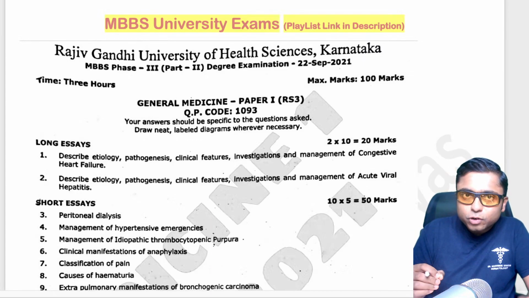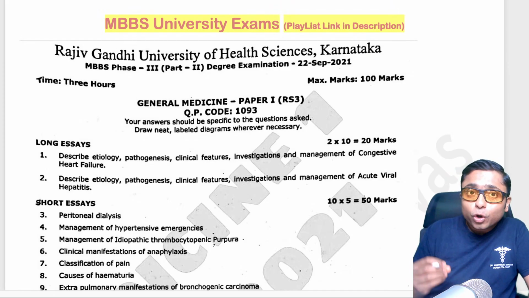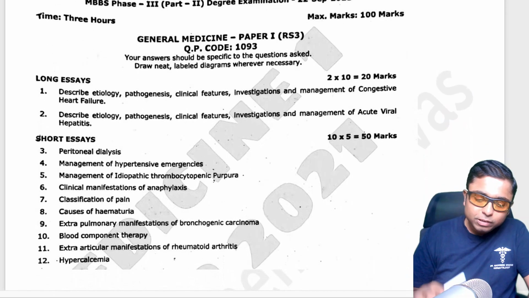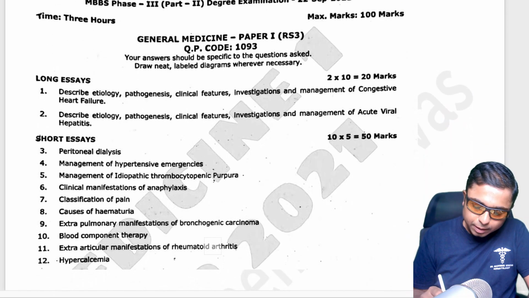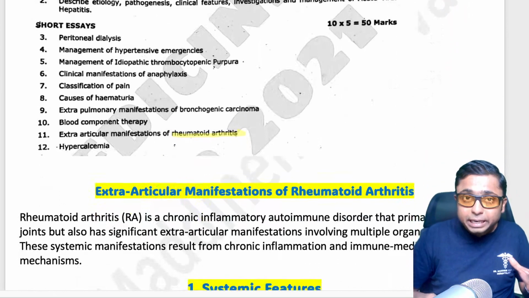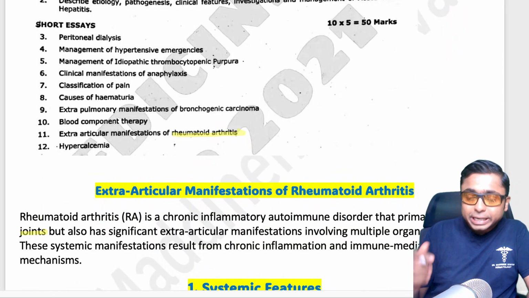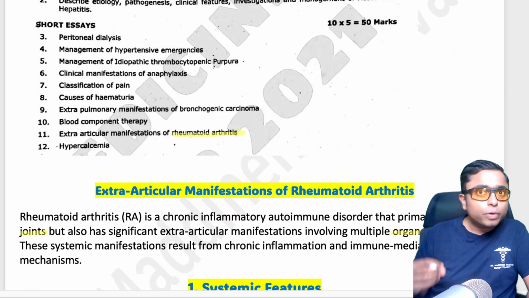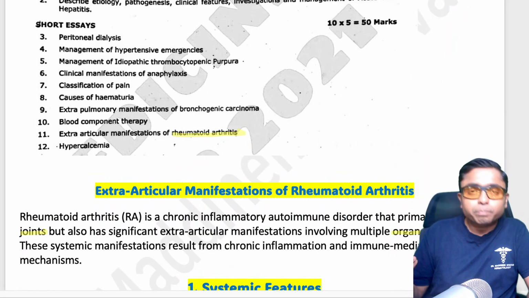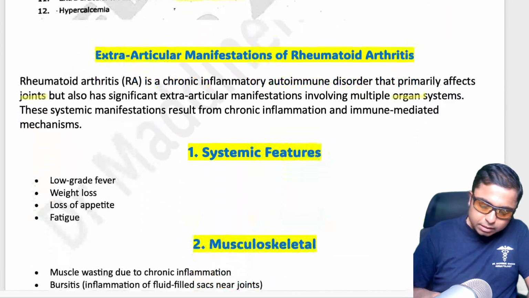So in this video we're going to cover the extra-articular manifestations of rheumatoid arthritis, which was a theory question asked in RGUHS Karnataka. So let us begin our discussion with the basics of RA. RA, I hope all of you know, is mainly the inflammation of the joints, but not only joints, even other organs are also going to have the inflammation, because of which there can be various clinical features. So let us see one by one.